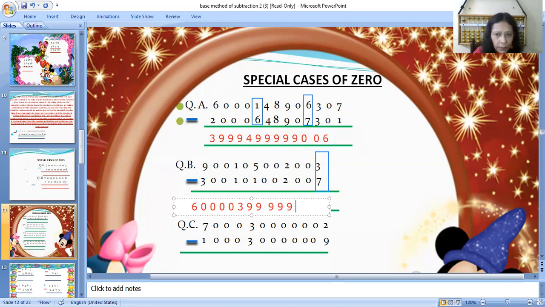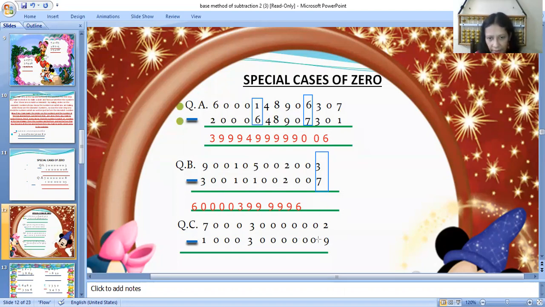Now in the last part, look at this 7. What is the complement of 7? 3 is the complement of 7. So 3 plus 3 is 6. And this is the last number. You will write down here as it is. See how important this is. This is very important to understand. Now in the next case also, I'm going to tell you how you have to deal with this case. I hope you are able to understand the concept.